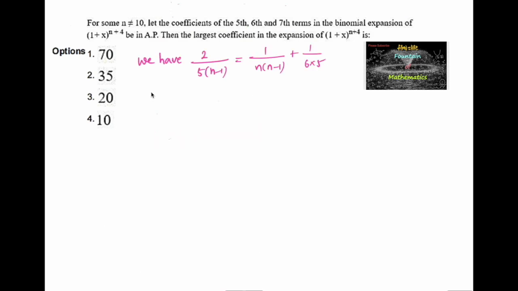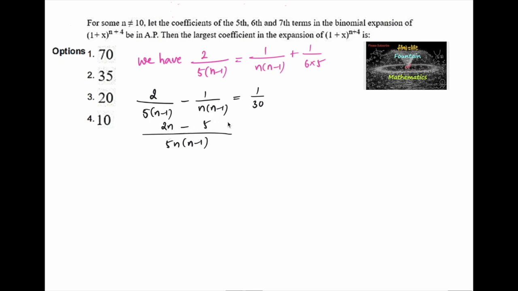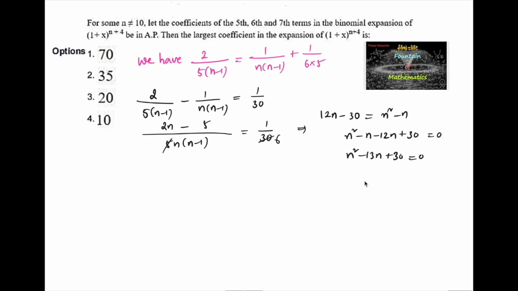Now let's simplify. 2 upon 5 times (n minus 1) minus 1 upon n into (n minus 1) is equal to 1 upon 30. Taking LCM, 5 into (n minus 1). So here 2 times n minus 5, which is equal to 1 upon 30. So here 5 and 6 times we can cancel, and cross multiplication: 12n minus 30 is equal to n square minus n, or we can write n square minus n minus 12n plus 30 is equal to 0. That is n square minus 13n plus 30 is equal to 0.